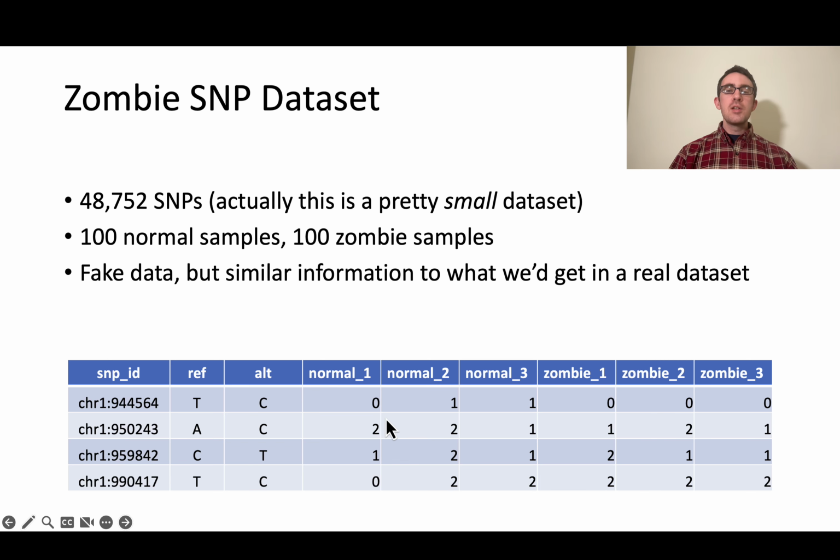A 2 means the person had 2 copies of the alternate allele in that position. So this person having a 2 here means they had 2 Cs. Both of their chromosomes in this SNP position had a C, and we can also figure out from that they had 0 T copies. So 2 means 2 copies of the alternate allele, which in this case is a C, and 0 copies of the T allele.